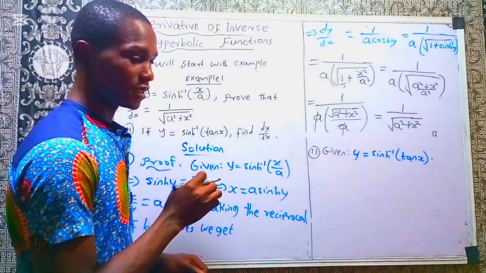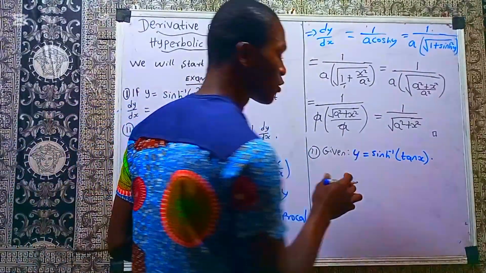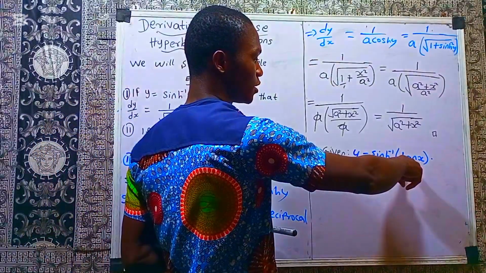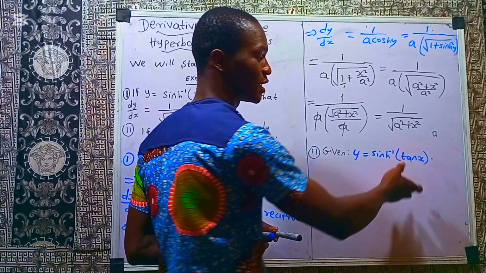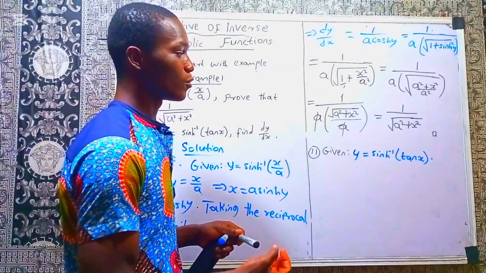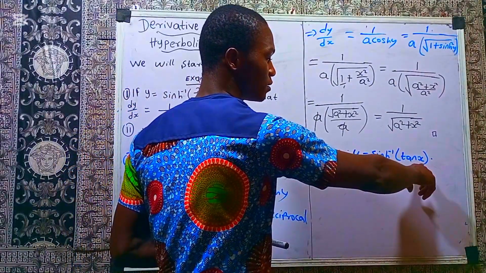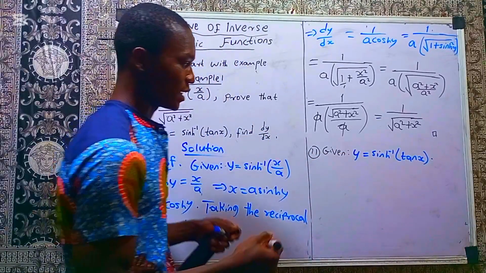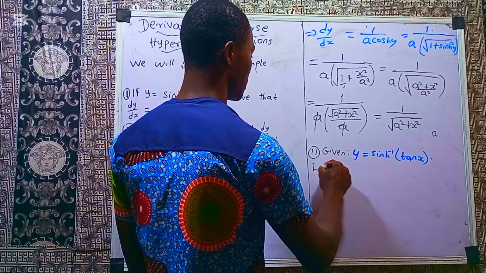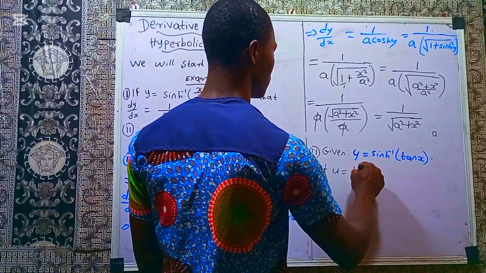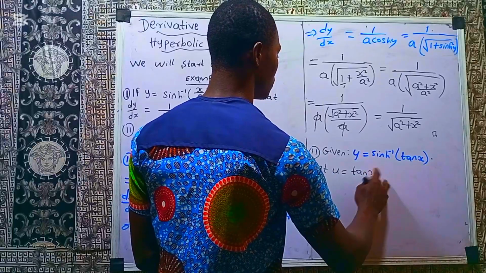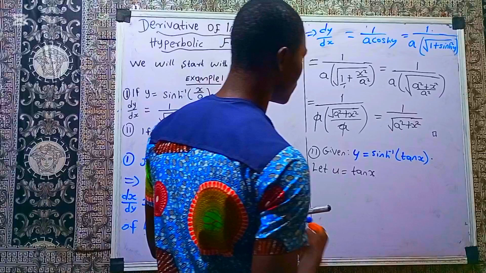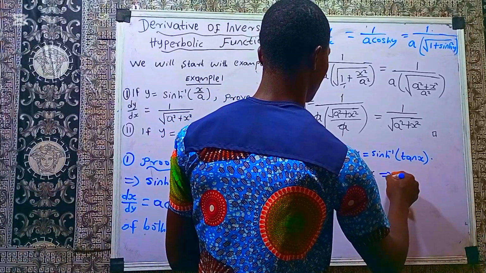We want to find dy/dx, but we are going to use the chain rule to do this. We have a quantity inside here to differentiate. So we differentiate the inside, we differentiate the outside. What is inside? Tan x. So we are going to say let u be equal to tan x. I will call the quantity inside u. So what does it imply? If u is equal to tan x, this implies what?